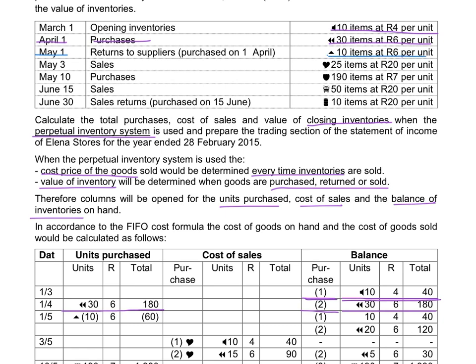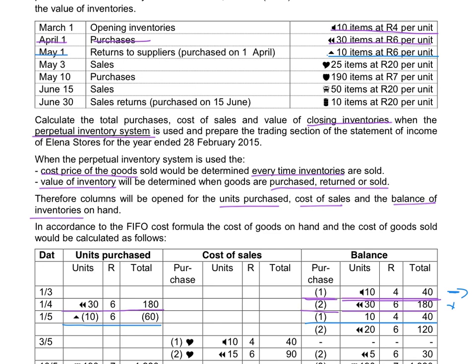So that means I have to show that my purchases decrease. So under the purchases column, I will show that 10 units were returned. The original price was R6, so my cost for purchases will decrease with 60 Rand. And in my balance column, I will show that I still have that 10 that I had there still available because we haven't sold anything. But now this number 2 will change.